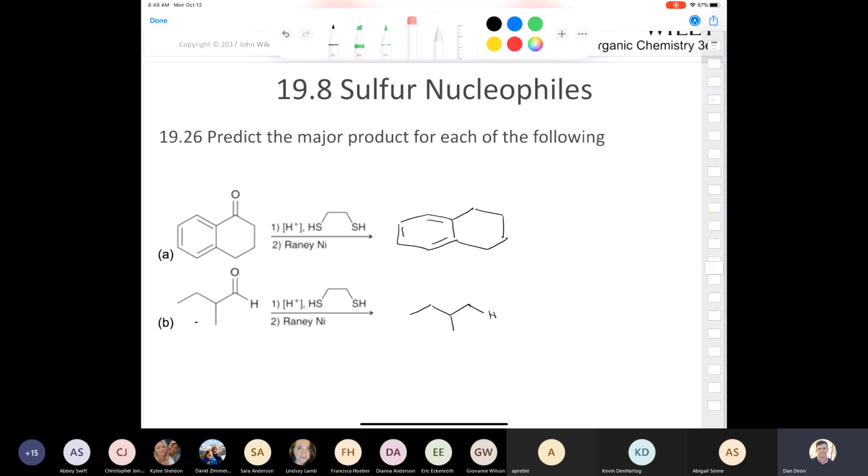Raney nickel. Okay. Carbonyl reduction. Anyone?